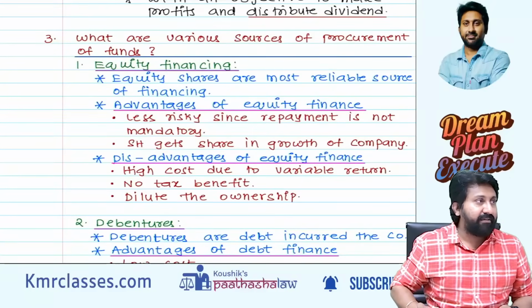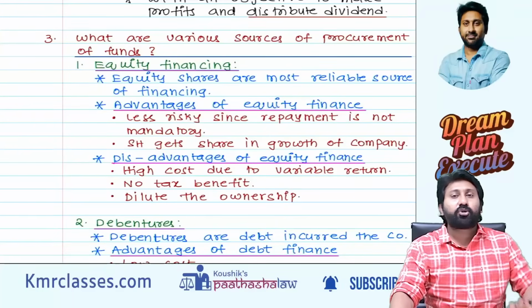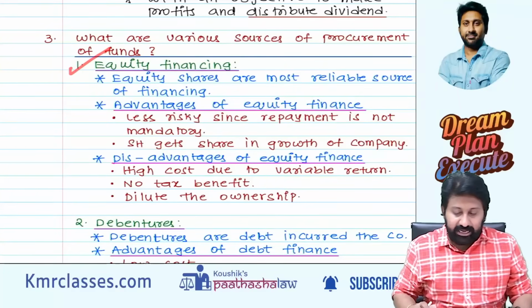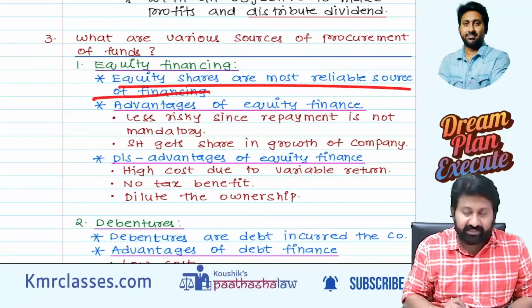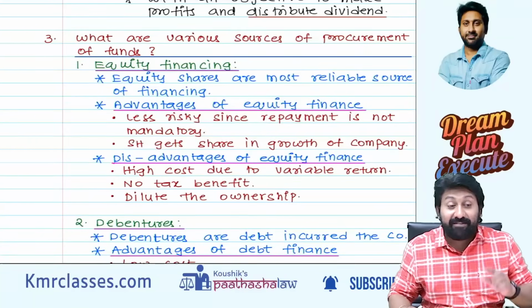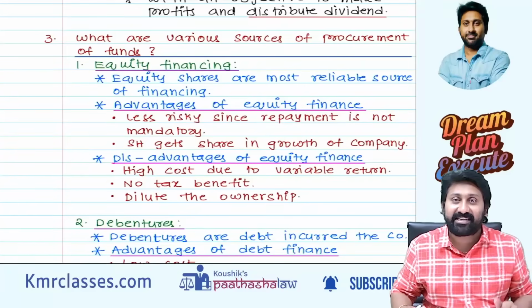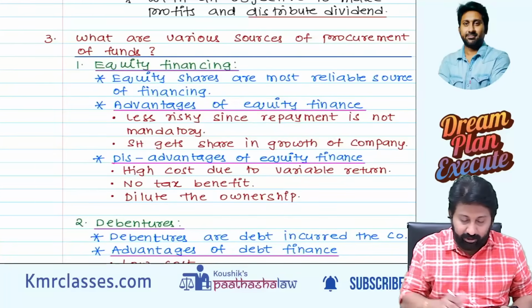Next one, what are the various sources of procurement of funds? Okay, now there are so many ways of procurement. First one, equity financing. Equity shares are the most reliable source of financing. Why most reliable? They don't leave the company. Even though they leave, another person will come and sit in their place. That's why perpetual succession exists in shares, but not in debentures and preference. Understood the point or not?